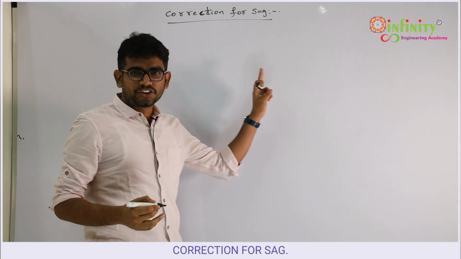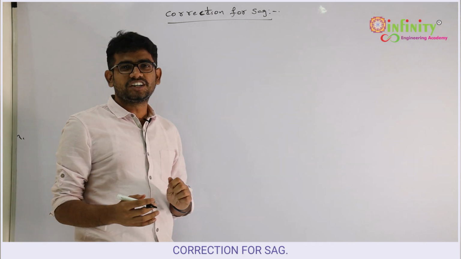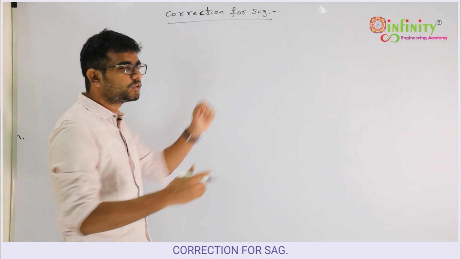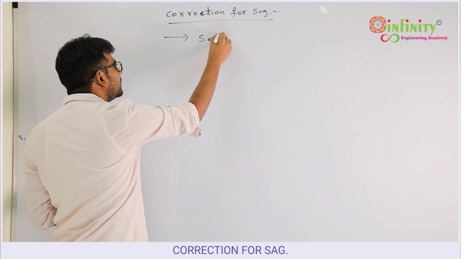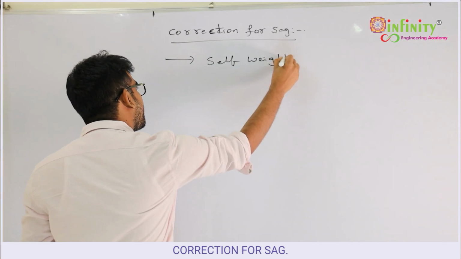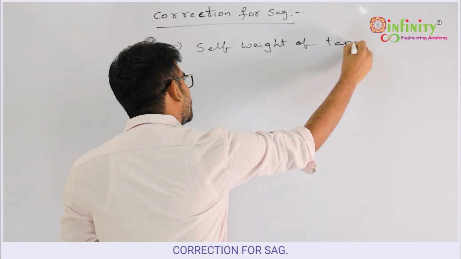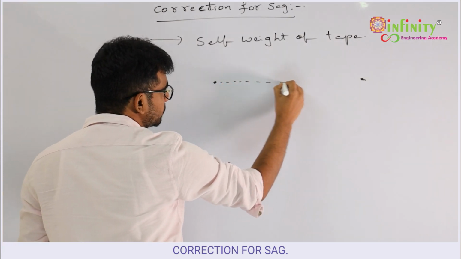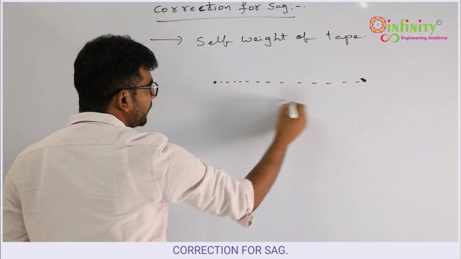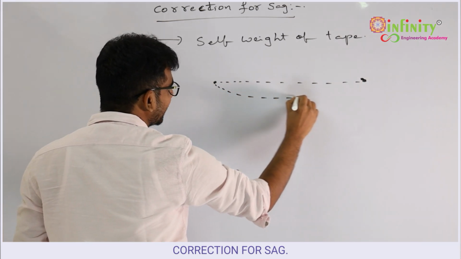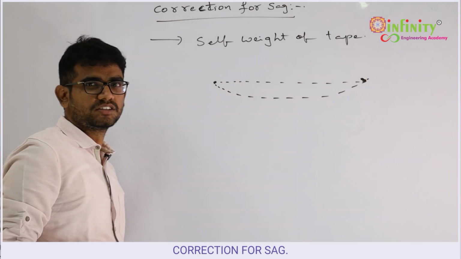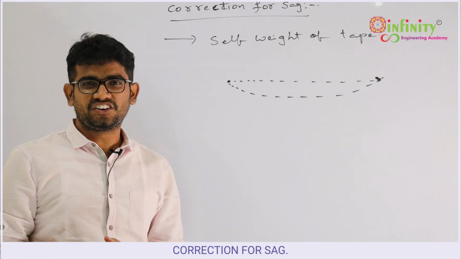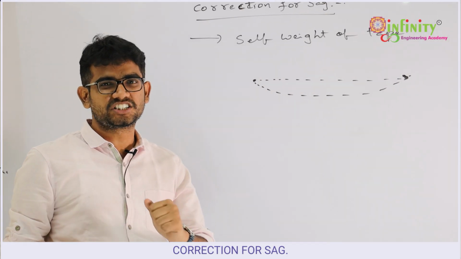Whatever this correction for sag is, it happens because of the self weight of the tape. Okay, correction for sag happens due to what? Due to the self weight of the tape. Suppose the tape is suspended between two supports like this; because of its own weight, it will be subjected to sag like this. So whenever there is some sag, we have to apply the correction for the sag.